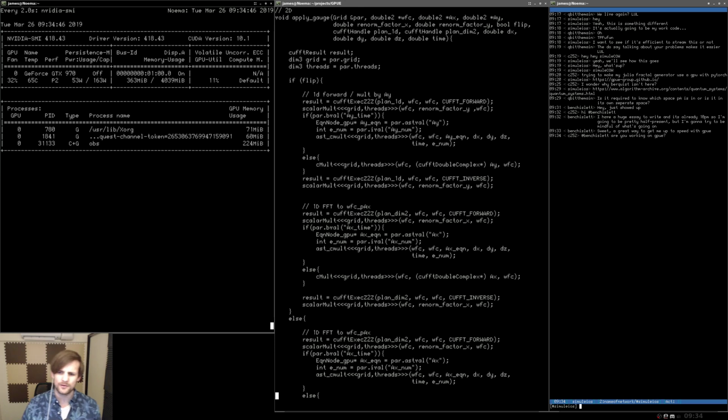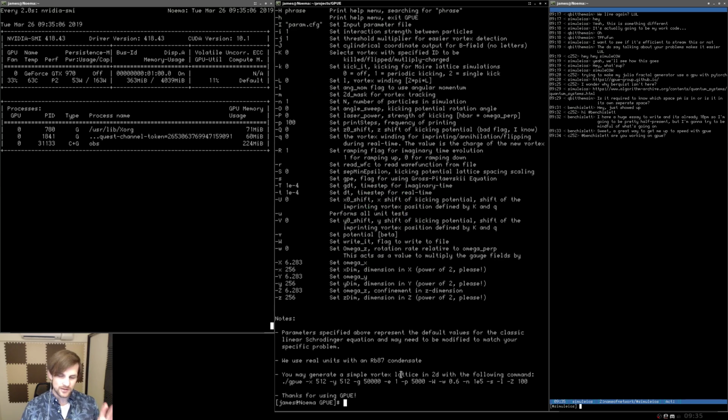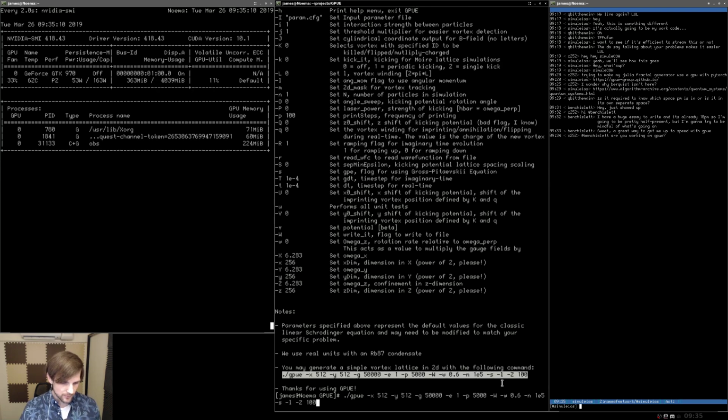a small scale 256 cubed simulation, or 256 squared simulation. It's just going to be a 2D simulation with a bunch of little vortices stuck on the inside. So we're going to quit out of here. Well, no, let's leave it up. Okay, so if I run GPUE -h, it'll give me a help menu where it says, if you want to generate a simple 2D vortex lattice, just run this command here. So I'm going to run this command, but I'm going to modify it so it runs 256 by 256 instead of 512 by 512. And then I'm also going to add 1 here.